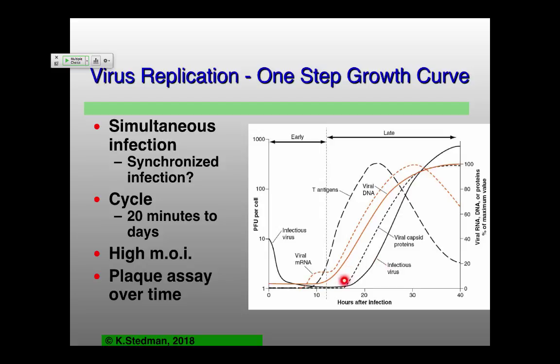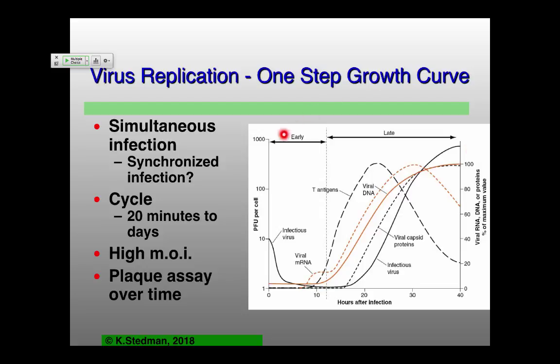So all of the interesting stuff from a molecular virology point of view is happening in this part here because you're getting transcription, you're getting translation, you're getting replication, you're getting assembly of virus particles, and then we have the final release of the virus particles here.